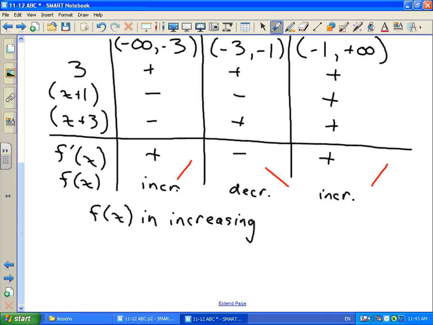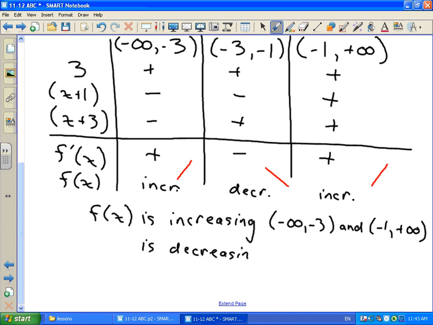So f of x is increasing from, where is it increasing? Negative infinity to negative 3, and negative 1 to positive infinity, just using the interval notation, and is decreasing from negative 3 to negative 1. Okay. So we just finished by summing up those intervals there.